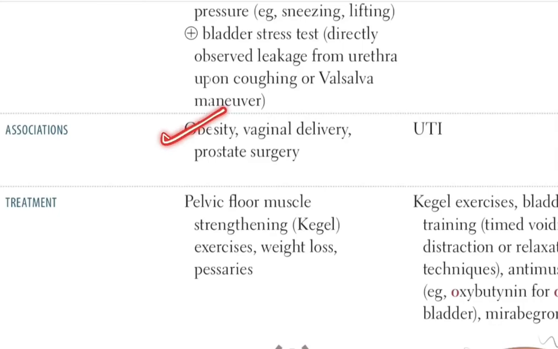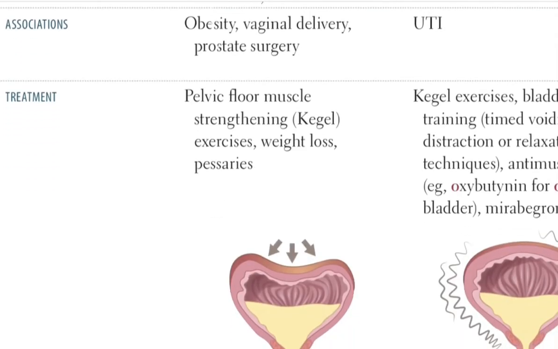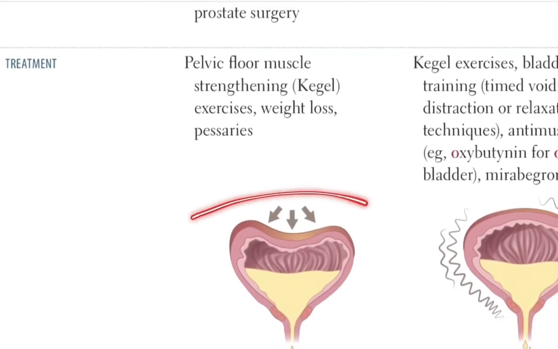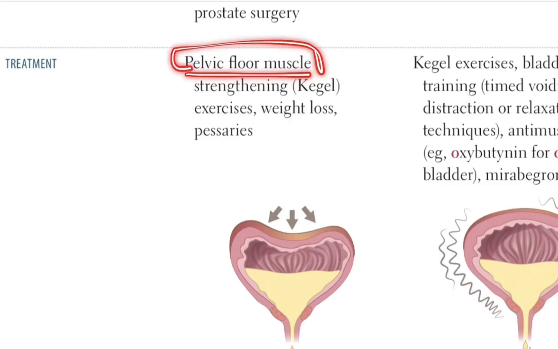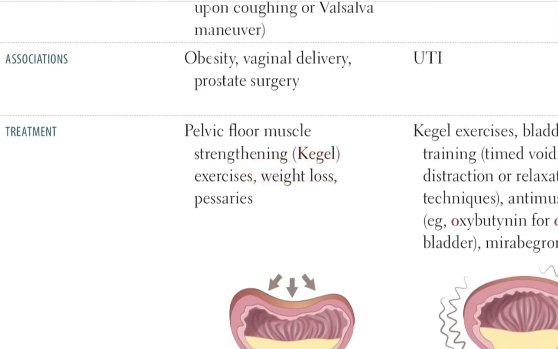Now, what are the primary associations of stress incontinence? It is obesity, vaginal delivery, and prostate surgery. Am I clear? So, these are the three major associations of stress incontinence. And the treatment is, since stress incontinence occurs due to excessive intra-abdominal pressure, majorly strengthening of the pelvic floor muscles by Kegel's exercise. It can also be by weight loss or pessaries. Now, weight loss is due to obesity. Since obesity is one of the major associations of stress incontinence, weight loss serves as a treatment.